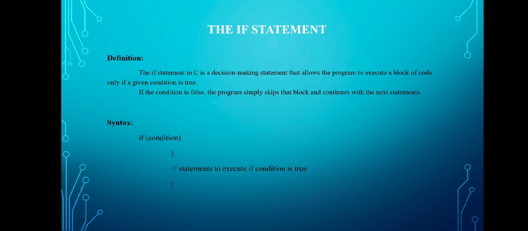The if statement allows a block of code to run only when a condition is true. If the condition is false, the code block is skipped. This is one of the simplest and most commonly used decision making structures in C. Syntax for the if statement: if condition, and if the condition is true, then go to the printf statement. Only one condition will be checked in the if statement.